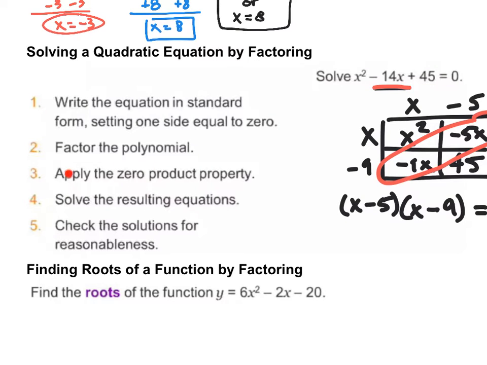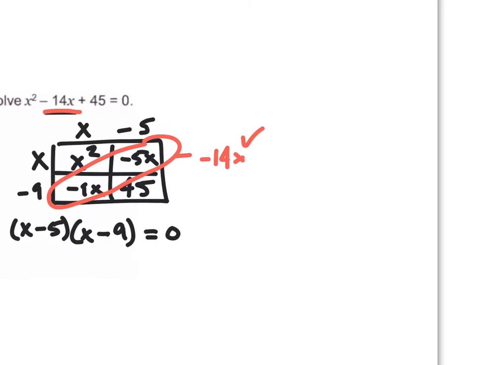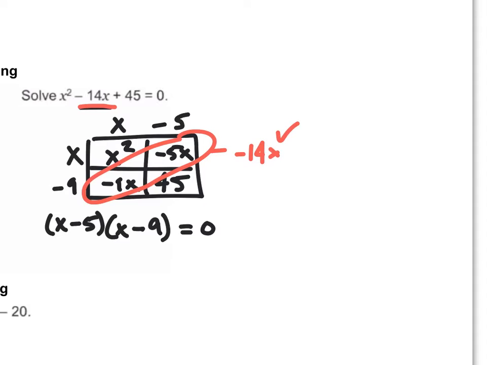Now I'm going to apply the zero product property. I'm going to start at the step that I had on the problem above. Okay, and so then what I want to do is I'm going to set the first one, x minus 5 equal to 0. So x minus 5 equals 0, or x minus 9 equals 0.